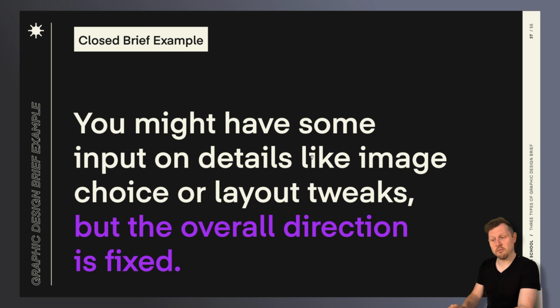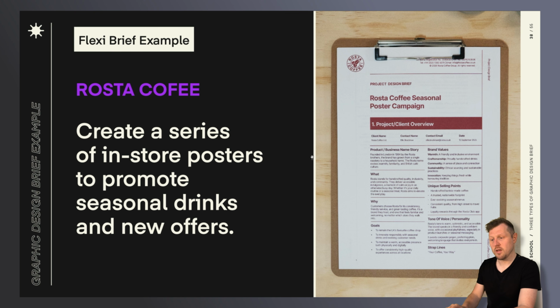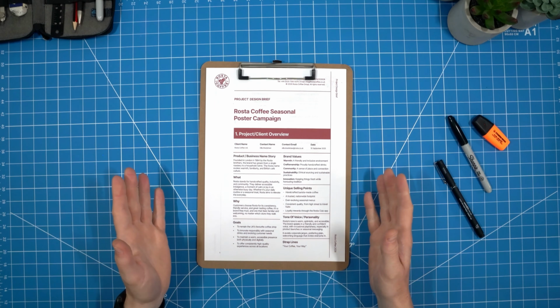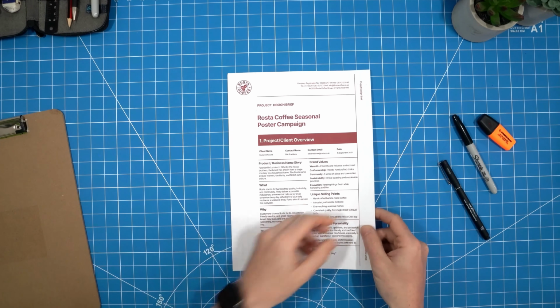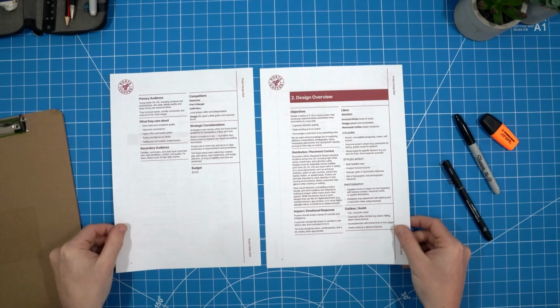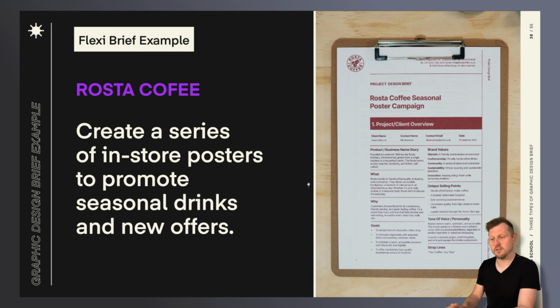Now let's take a look at a brief that falls somewhere in the middle. Not fully open, but not strictly closed either. This example is a Flexi Brief, a fictional brief for a coffee chain called Roster Coffee. The brief is to create a series of in-store posters to promote seasonal drinks and new offers.